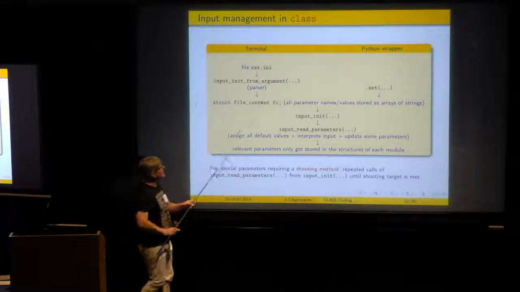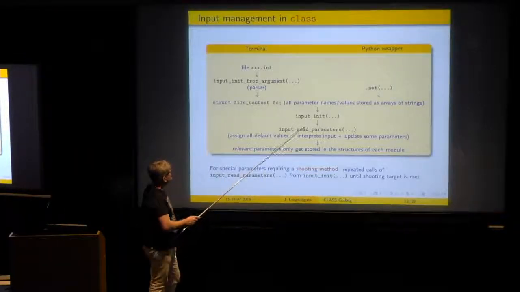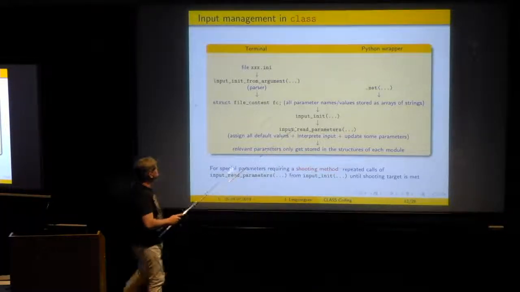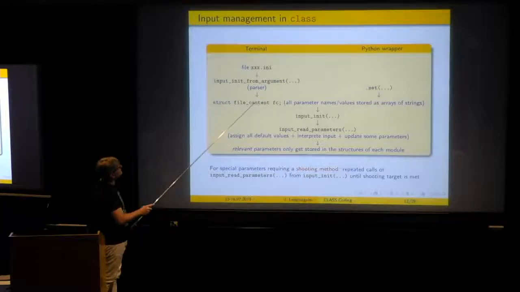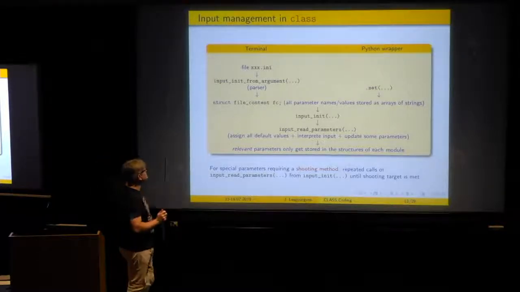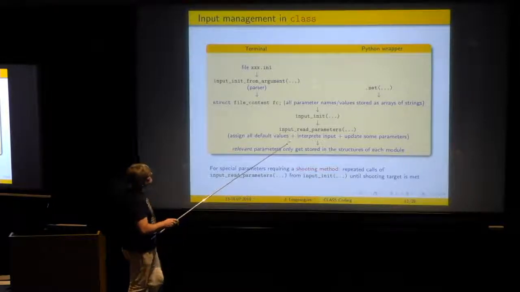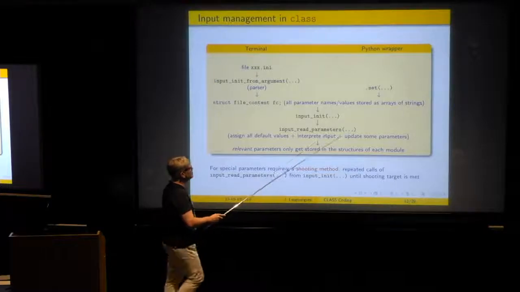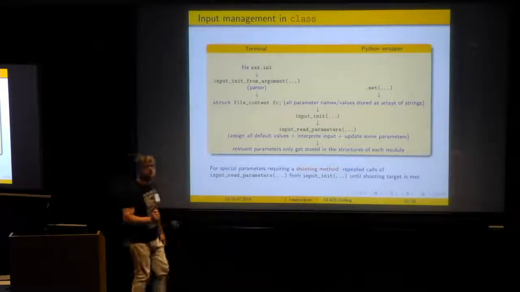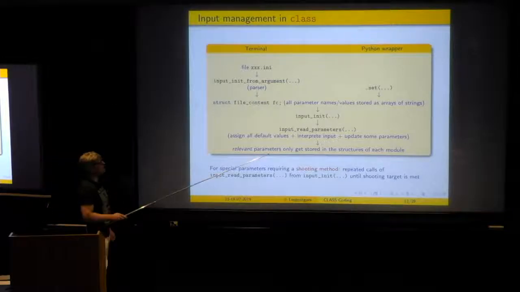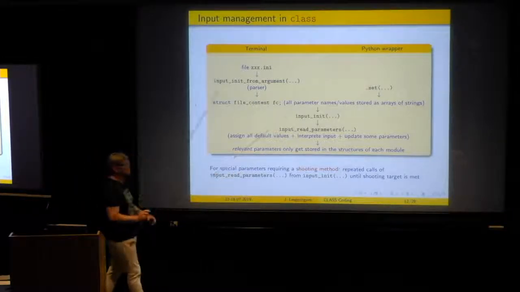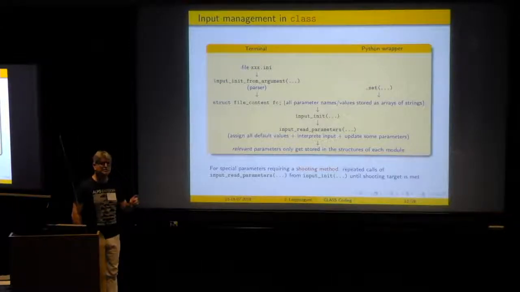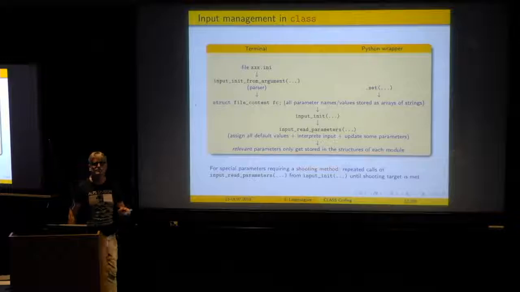Okay, so after assigning the default value, input_init calls input_read_parameters. And input_read_parameters will loop over all the lines in the file content with all the names and values. It will make an interpretation of this input and update the parameters that need to be updated. And this is where the logic is written. The logic, for instance, of shouting if somebody has passed both the big omega and the small omega of a given species.